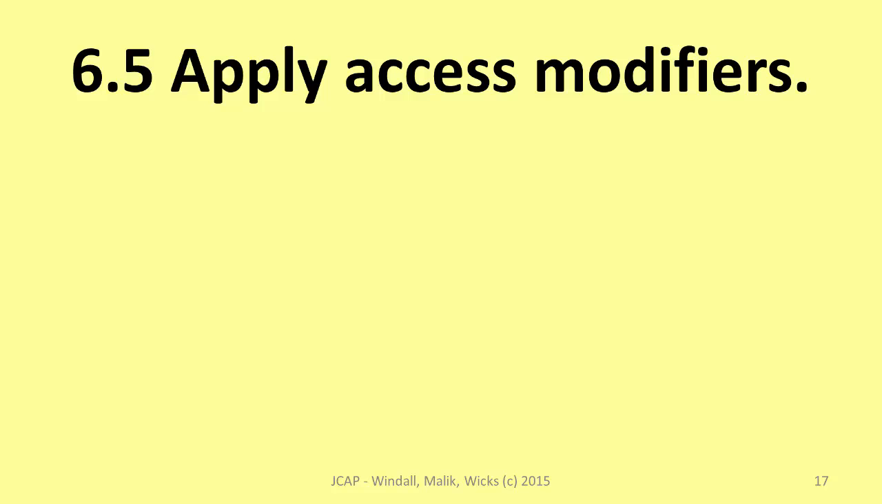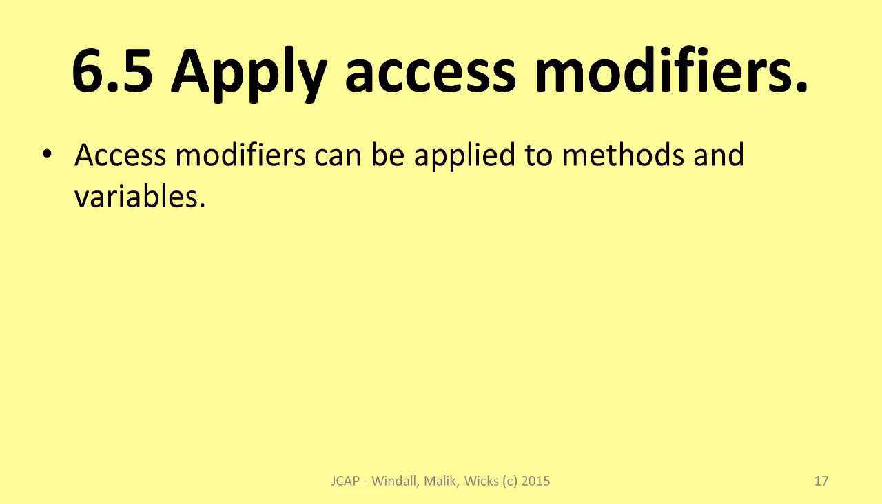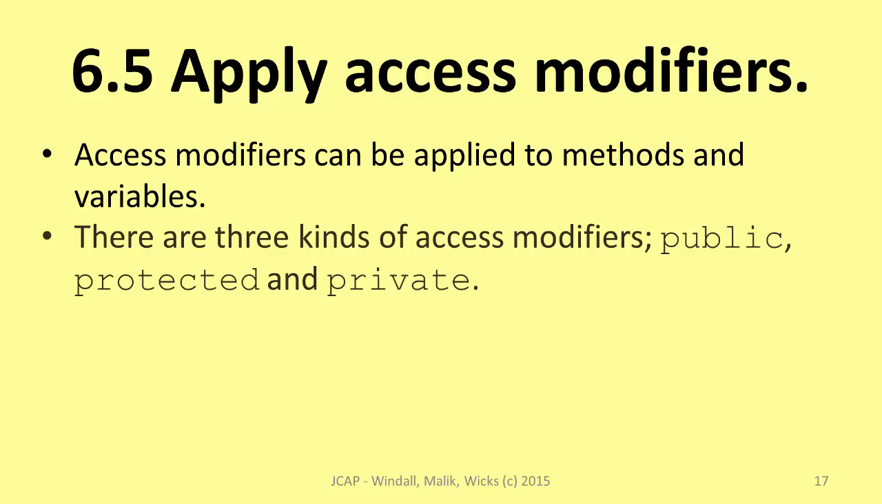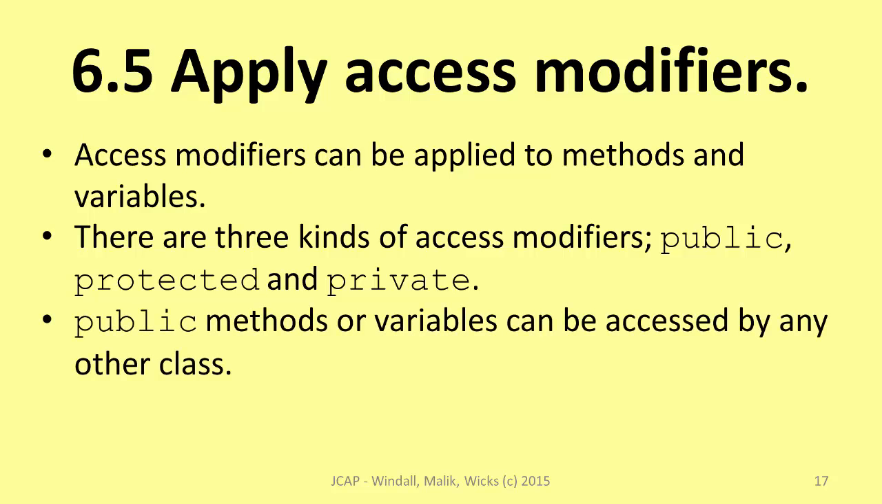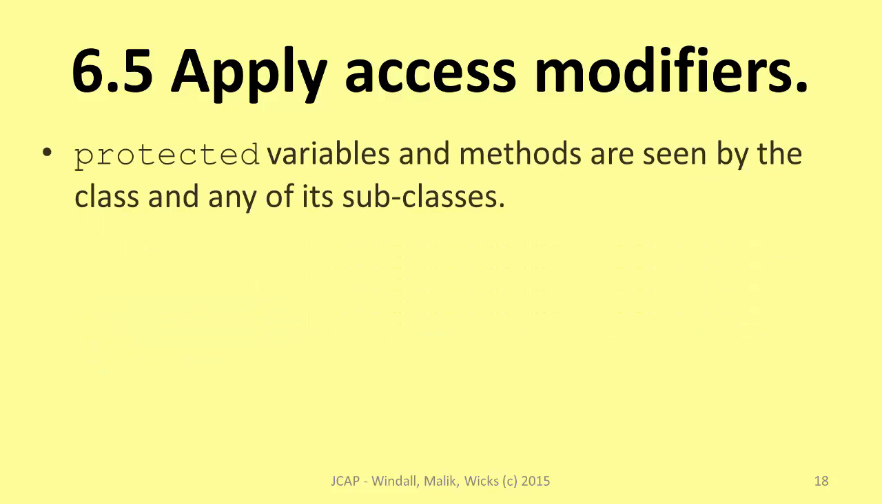6.5. Applying access modifiers. Access modifiers can be applied to methods and variables. There are three kinds of access modifier: public, protected, and private. Public methods or variables can be accessed by any other class, so it can be accessed from wherever. Whereas protected variables and methods are seen by the class and any of its subclasses, so it can't be seen from above or from outside.